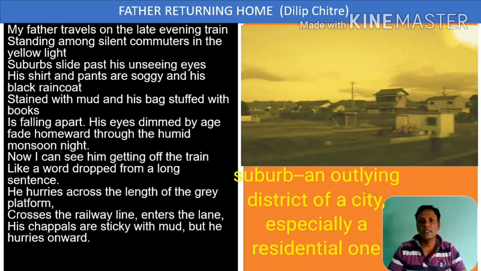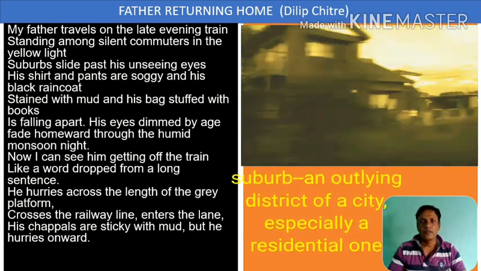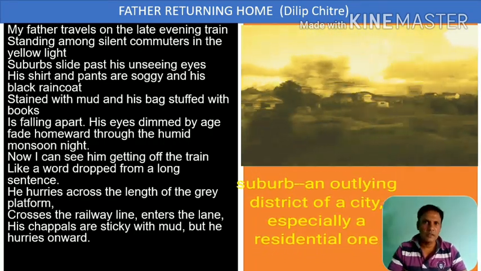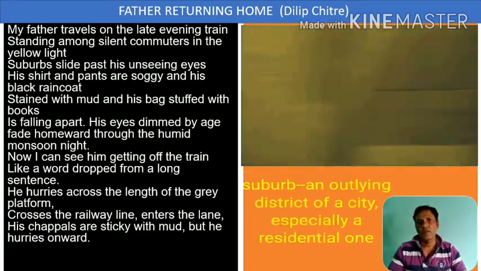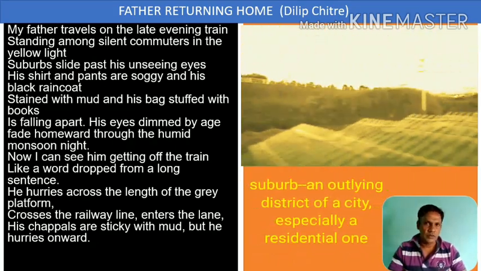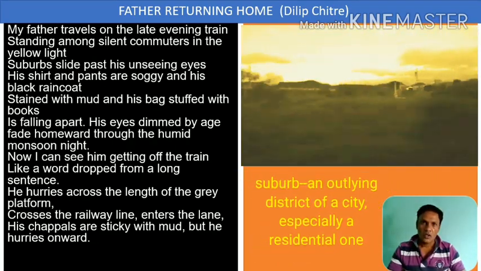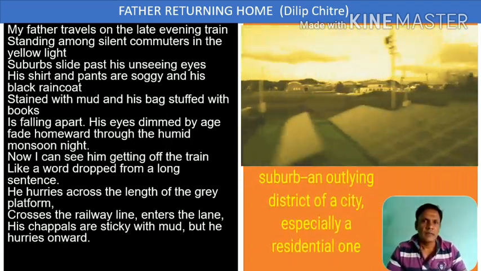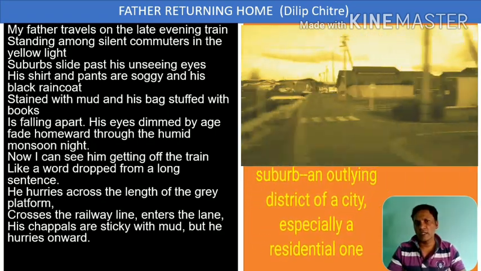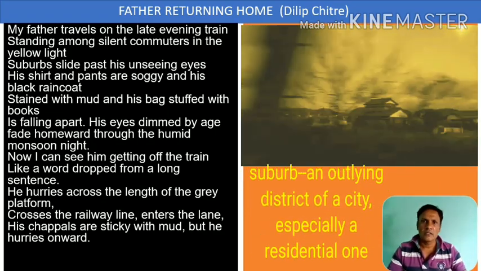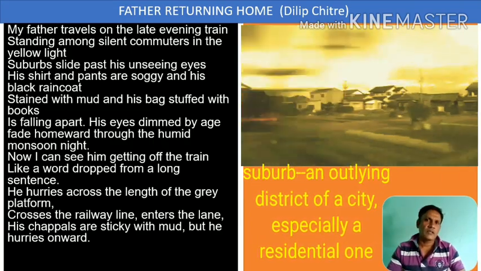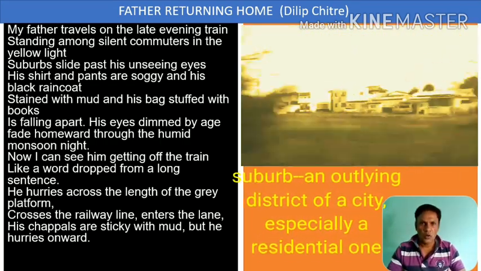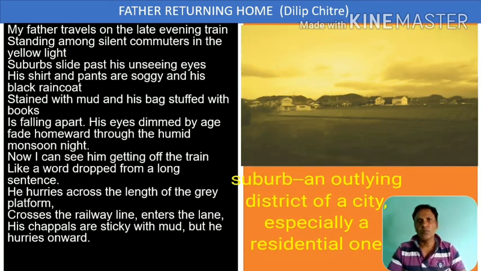Suburbs slide past his unseeing eyes. The eyes of the father are unseeing eyes. Unseeing, they are not able to see. They do not see, or they see, but they do not know what they see. It means, in simple words, that the poet wants to suggest that the eyes of the poet's father are not interested in whatever they see outside the window or whatever they see passing by the moving train.